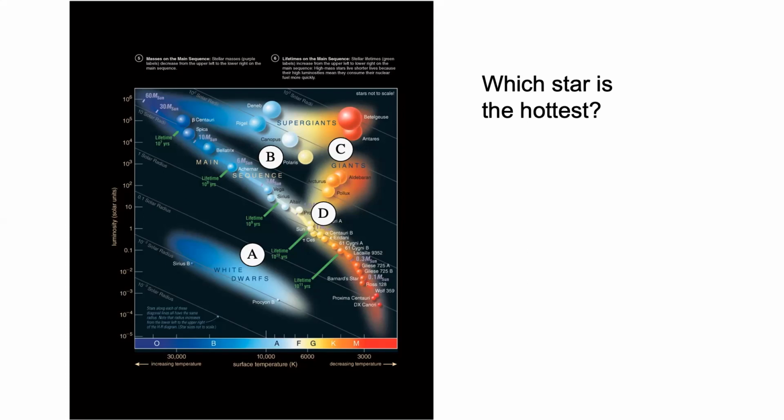Yes, it is star C. All right, so remember, we've got these diagonal lines here indicating solar radius. And the higher we go on these diagonals, the larger the stars get. And you can also see that from the pictures here, that the trend is increasing radius as we go from the bottom left to the top right of the diagram.